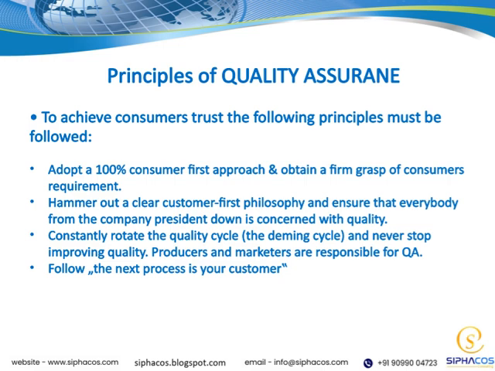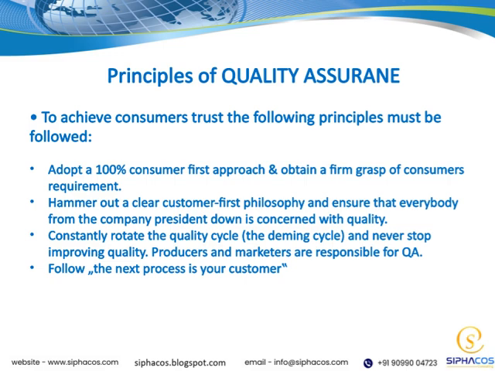Another key point is to constantly rotate the quality cycle, often referred to as the Deming cycle. This cycle, plan, do, check, act, should never stop. Continuous improvement is vital because quality is not a one-time achievement. It's an ongoing process. Both producers and marketers are responsible for quality assurance, ensuring that quality isn't just a department's job but a company-wide mindset.